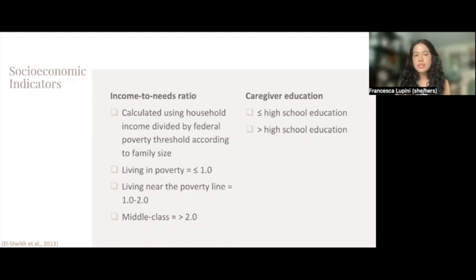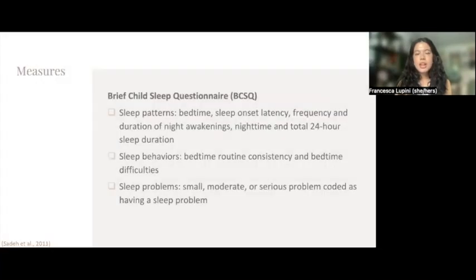So in this study, we used two family-based socioeconomic indicators, one being income to needs ratio, which is calculated using a family's household income divided by the federal poverty threshold according to that family size. And the second one was caregiver education level, which was dichotomized into either high school education or less, or greater than a high school education. Caregivers completed the brief child sleep questionnaire to report on a child's sleep patterns, sleep behaviors, and sleep problems.